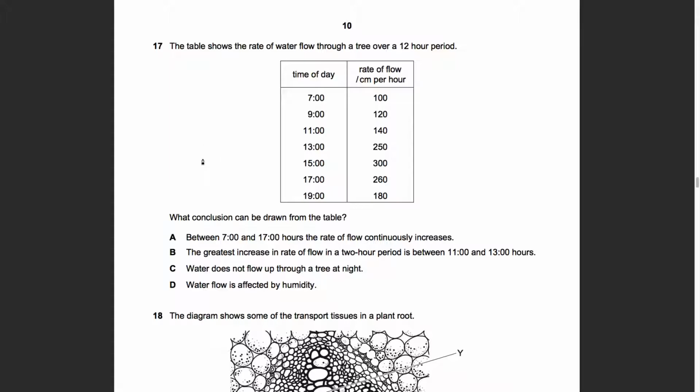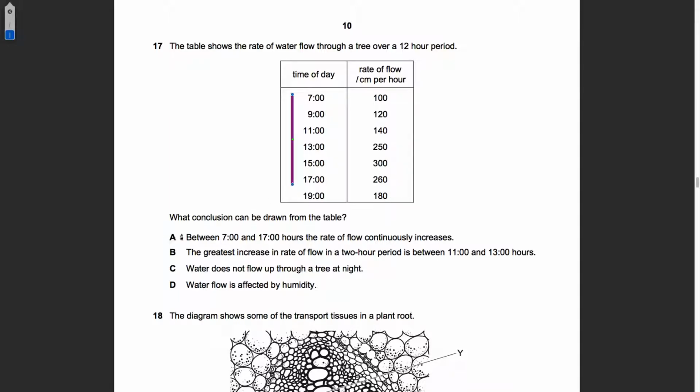What conclusion can be drawn from the table? Between 7 o'clock and 5 o'clock, let's make it less complicated. The rate of flow continuously increases, so this is the part of the table they're referring to. Now, if you follow the trend: increase, increase, increase, increase, decrease. So actually from 3 o'clock to 5 o'clock, it goes down. So it is not continuously increasing.